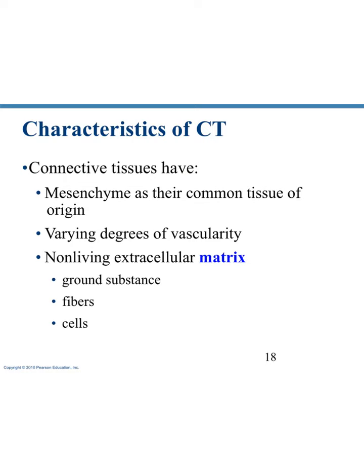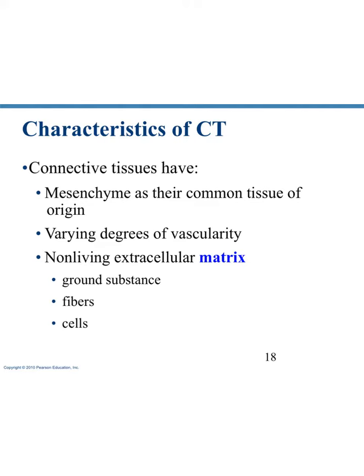So just like we looked at the common characteristics between all epithelial tissues, we're going to do the same thing for connective tissues. Again, as I previously mentioned, they're all going to come from mesenchyme. So before it becomes any of the specific types of connective tissues, it was mesenchyme. They do have what we call varying degrees of vascularity. Most connective tissues have blood vessels. We will talk about a few that do not.